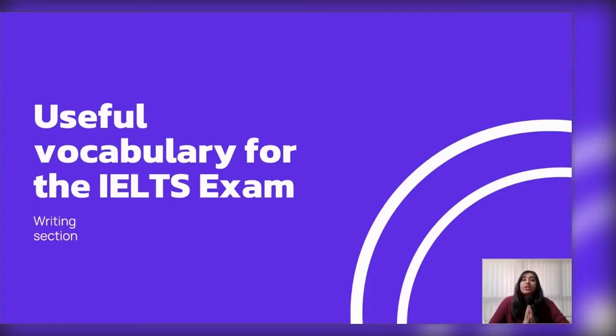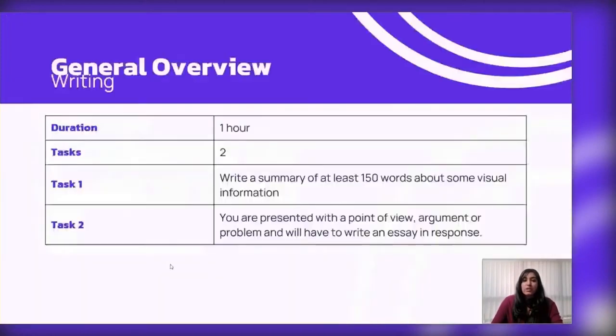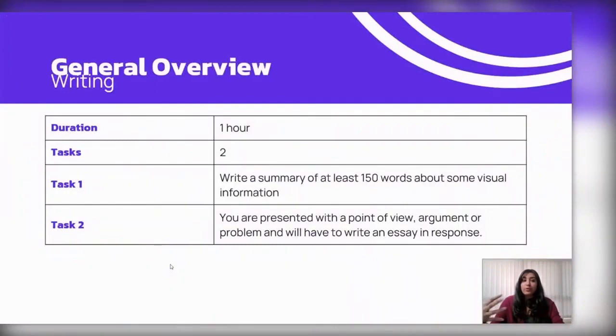We are discussing useful vocabulary that you can use for the IELTS exam, specifically the writing section, and even more specific, Task 1. Okay, so let's just get into a general overview about the writing section. First of all, the writing section is where you have to write 2 tasks within the hour. Now you're presented with 2 tasks. You have Task 1, where you have to write a summary of at least 150 words about some visual information.